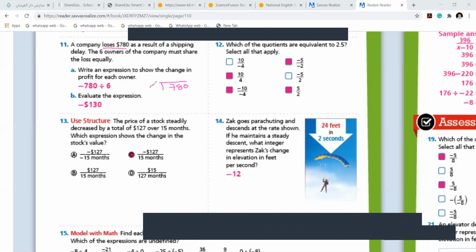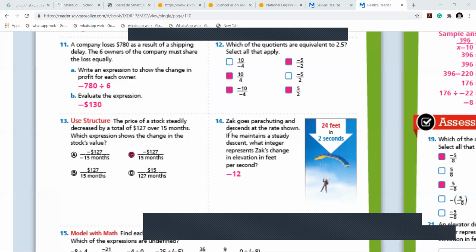780 divided by 6. 6 times 1, 6. 6 times 3. 6 times 0. So your answer is minus $130. The questions are very, very simple, girls. Here, the price of a stock steadily decreased, minus 127, over 15 months, divided by 15 months. Your answer is C. Any questions? Stop me here.